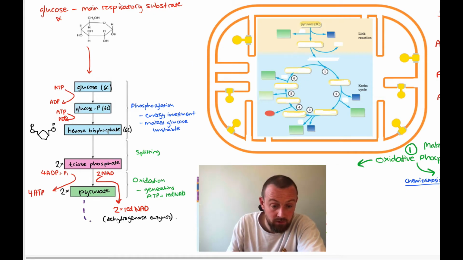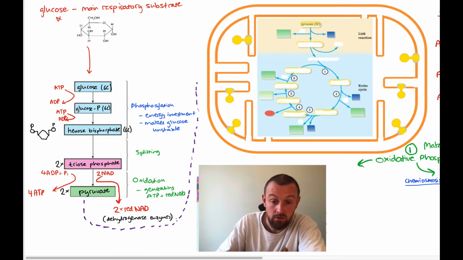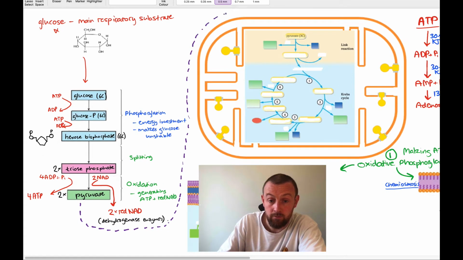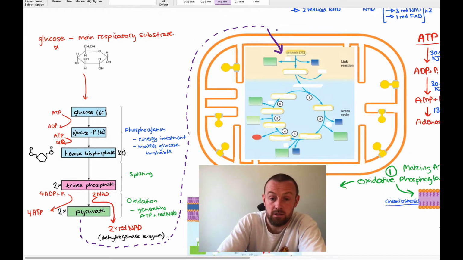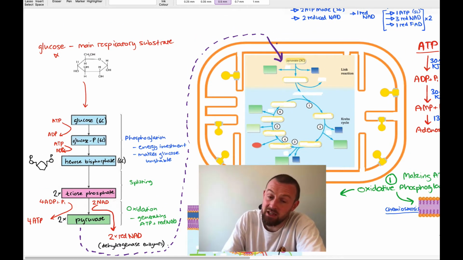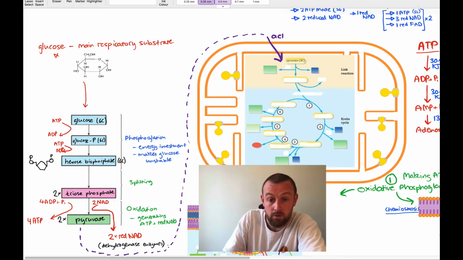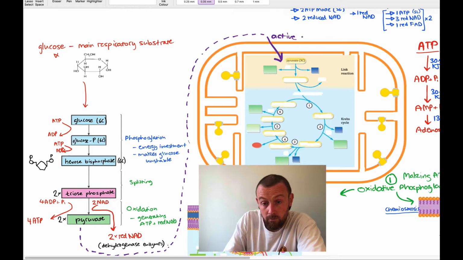So this pyruvate is going to be taken into the mitochondria. And actually there is some energy cost involved in this. This is active transport into mitochondria. Into the matrix, in fact, of mitochondria.